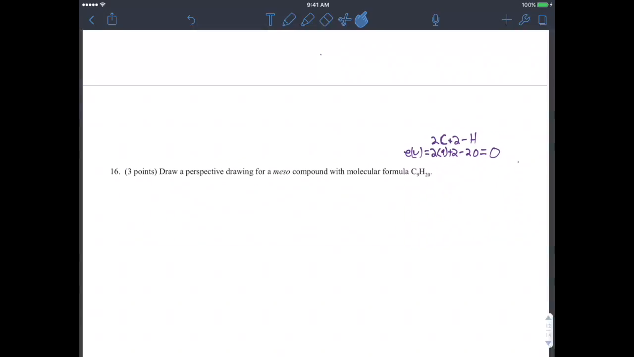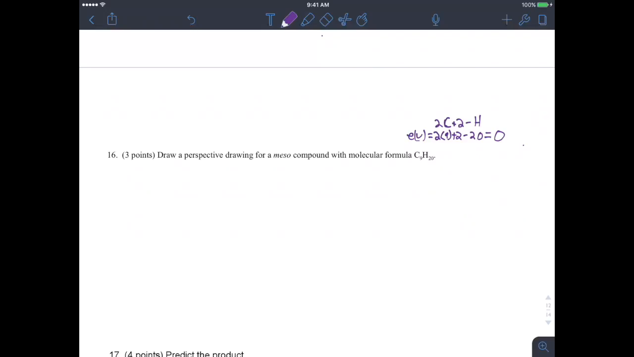Meso compounds have that internal mirror image. So what this means is we're going to end up with the same thing over here as over here. They're going to have to have the same branching and everything for it to be a mirror image, and they're going to have to have an R and S relationship. So let's draw those chiral carbons. We know we have to have 2.